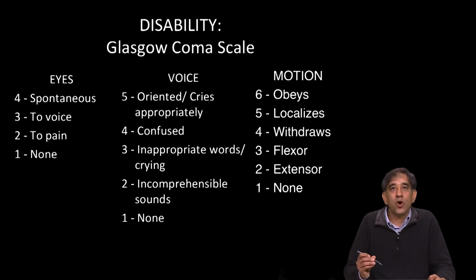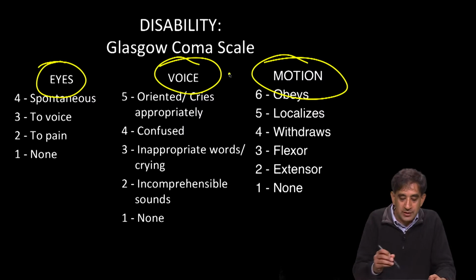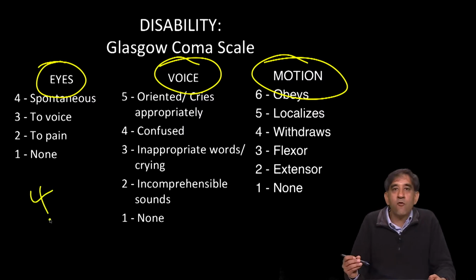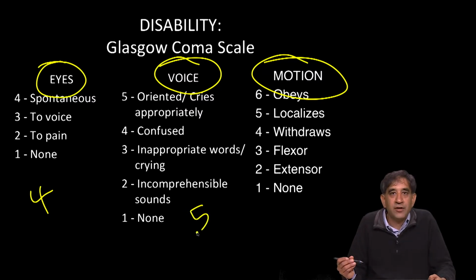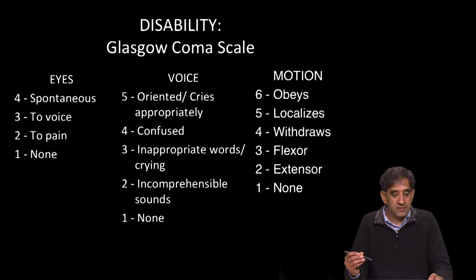The Glasgow Coma scale score has 3 parts to it, and the way I like to remember it is eyes, voice, motion. Eyes has 4 letters, so you can get 4 points for your eye exam. Voice has 5 letters, so you can get a maximum score of 5. And then motion has 6 letters, so a maximum of 6. And again, how do we score this?